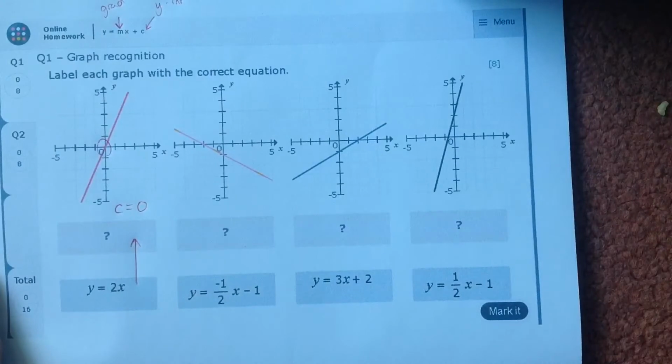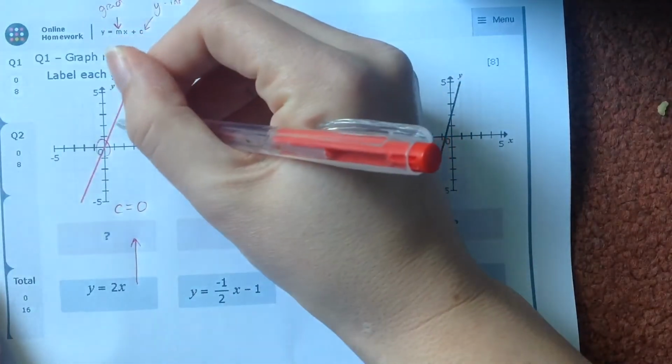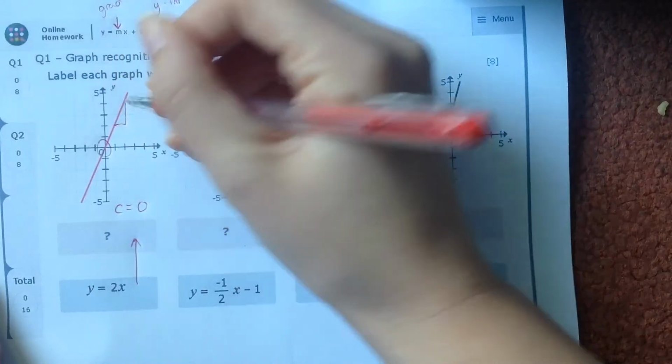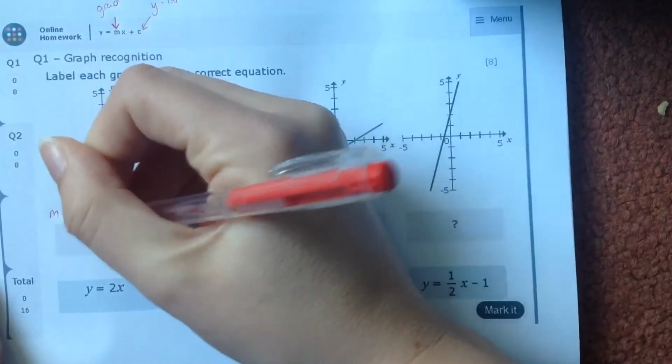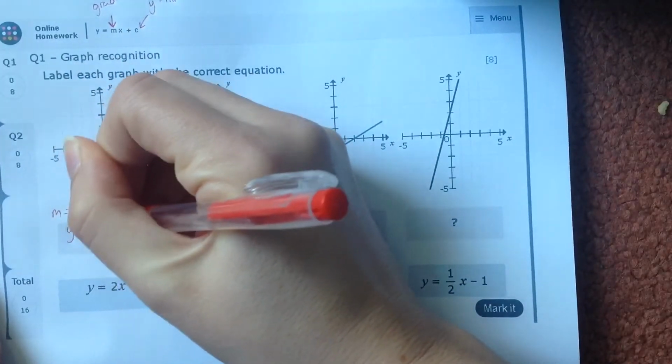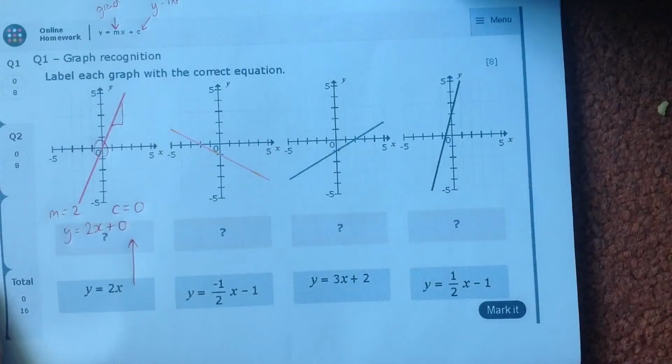Let's just check that with the gradient. The gradient of this, if I go across 1, I go up 1, 2. That means the gradient is 2. So the equation would be y equals 2x plus 0, or just y equals 2x.